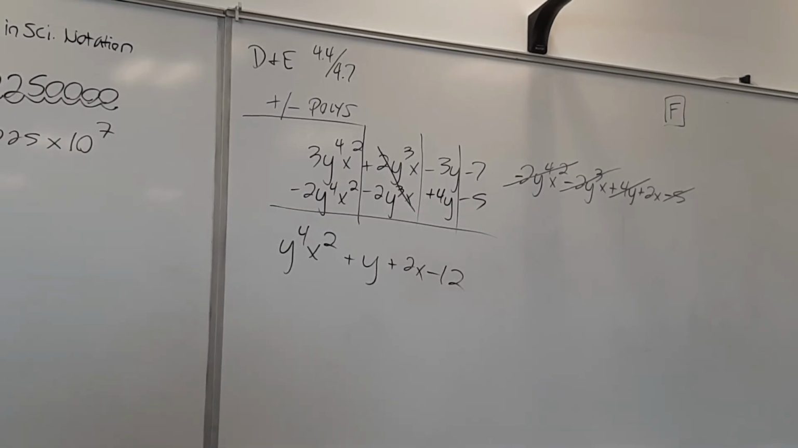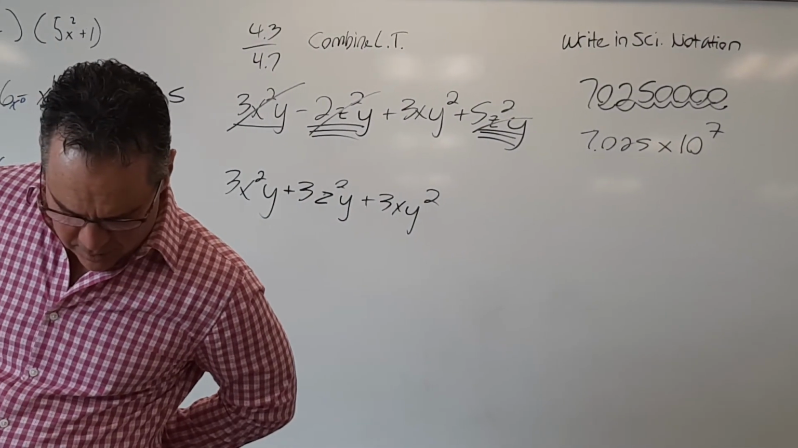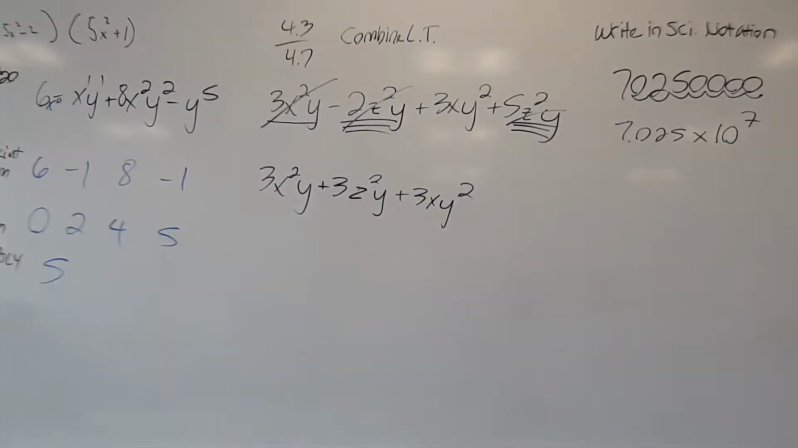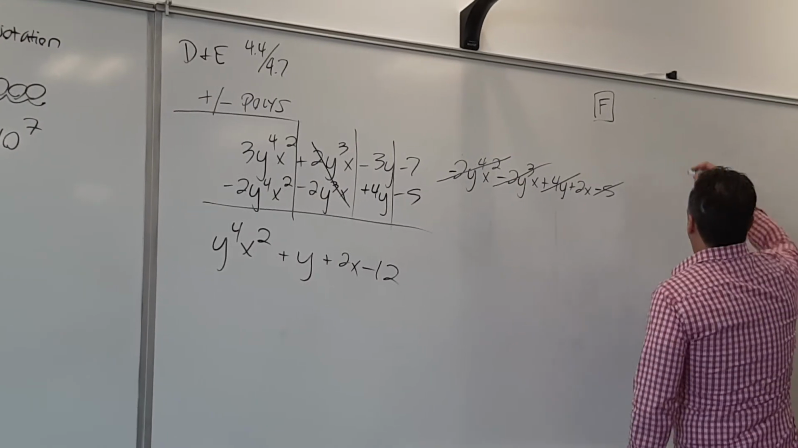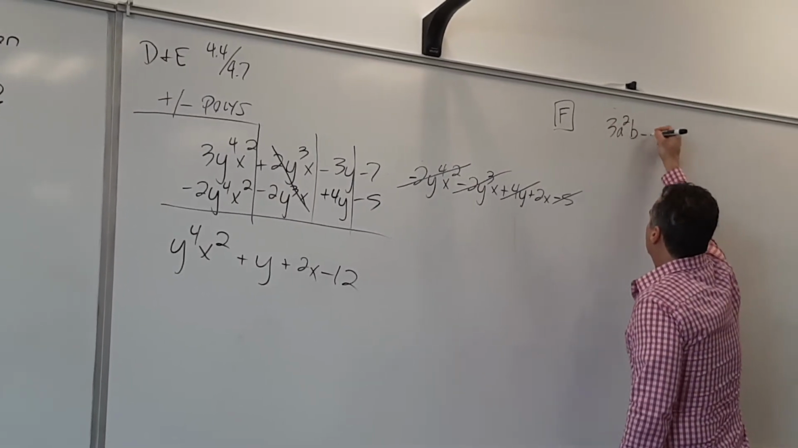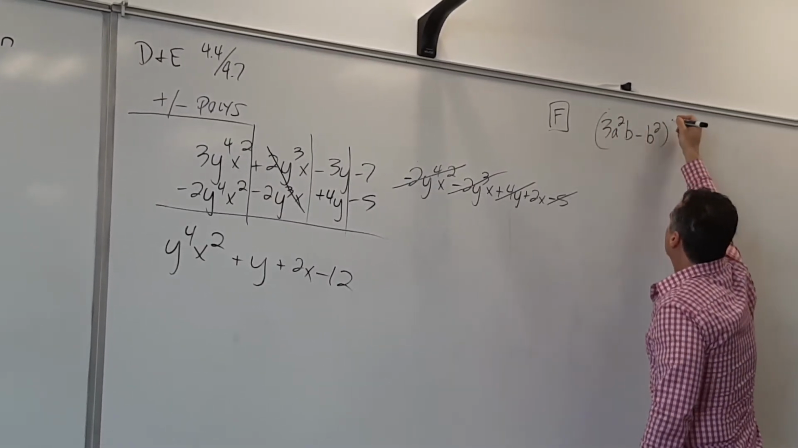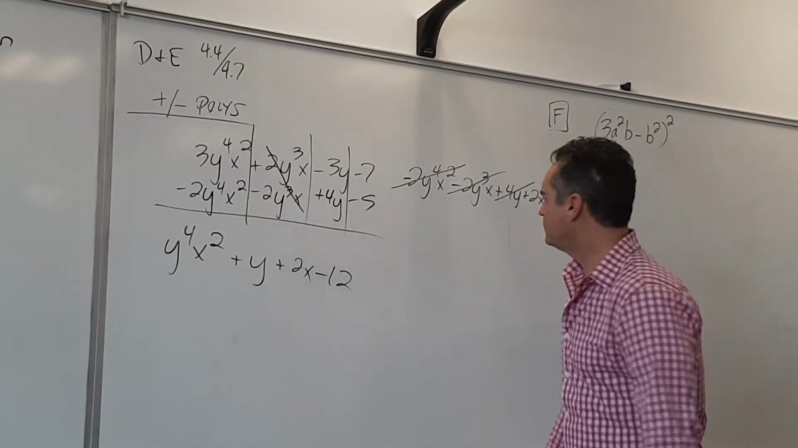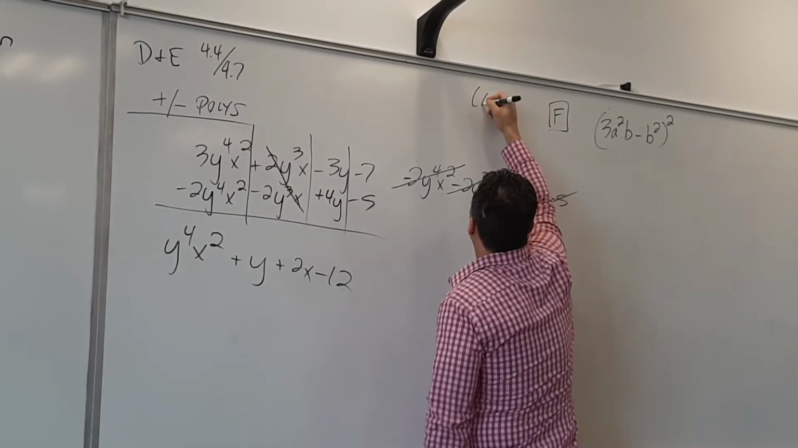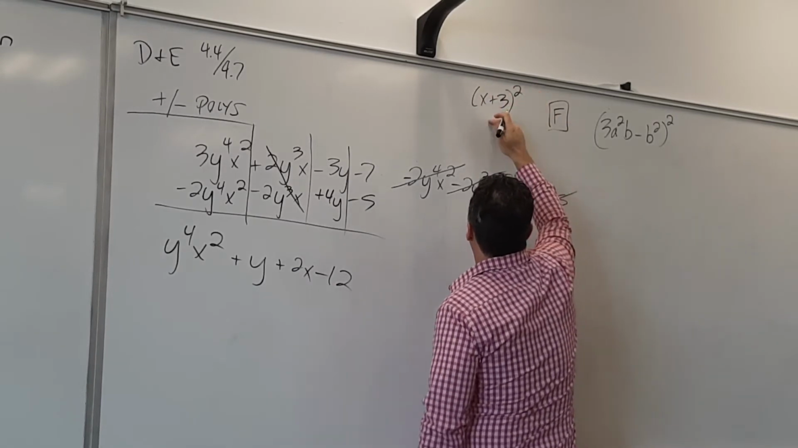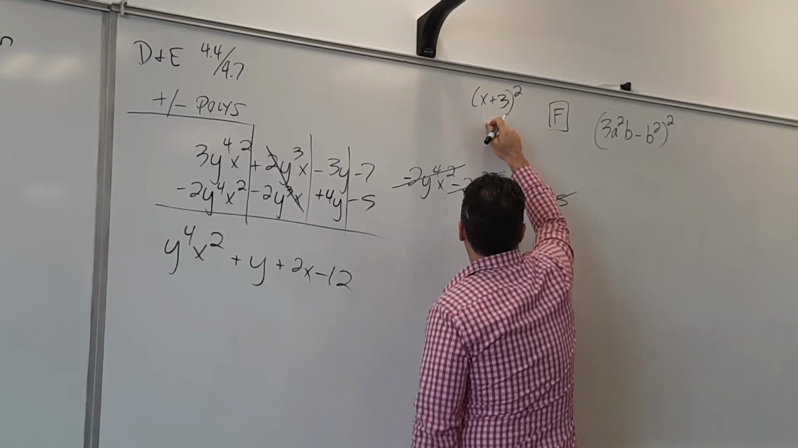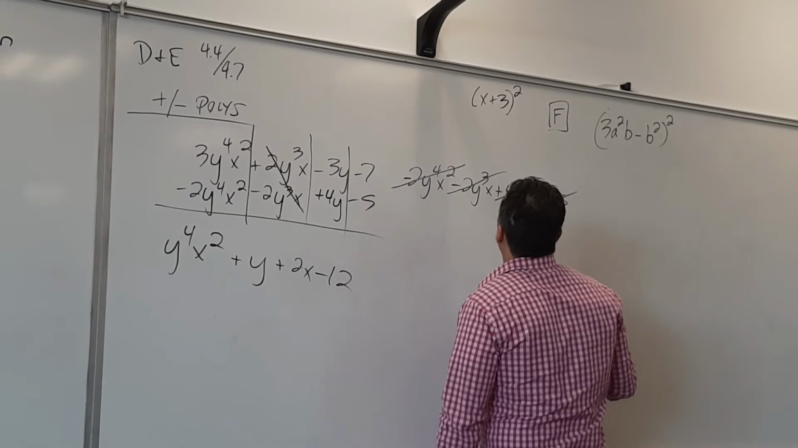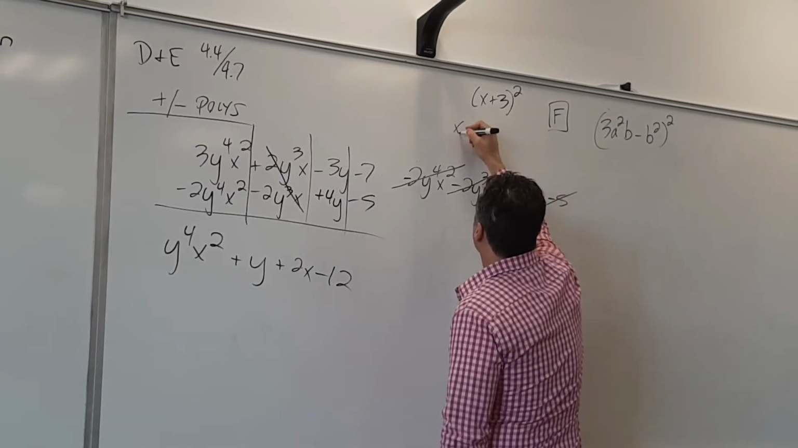Will somebody read problem number 60 to me? 60. Go ahead. I'm ready. 3a squared b minus b squared, all in parentheses, squared. Let's look at this for a second, guys. Okay. So last night we were dealing with stuff like x plus 3 squared. How many variables in that expression? 1. How many in this one? 2. Okay.